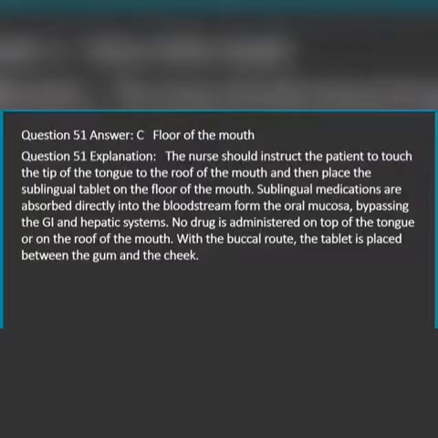Question 51. Explanation: The nurse should instruct the patient to touch the tip of the tongue to the roof of the mouth and then place the sublingual tablet on the floor of the mouth. Sublingual medications are absorbed directly into the bloodstream from the oral mucosa, bypassing the GI and hepatic systems. No drug is administered on top of the tongue or on the roof of the mouth. With the buccal route, the tablet is placed between the gum and the cheek.